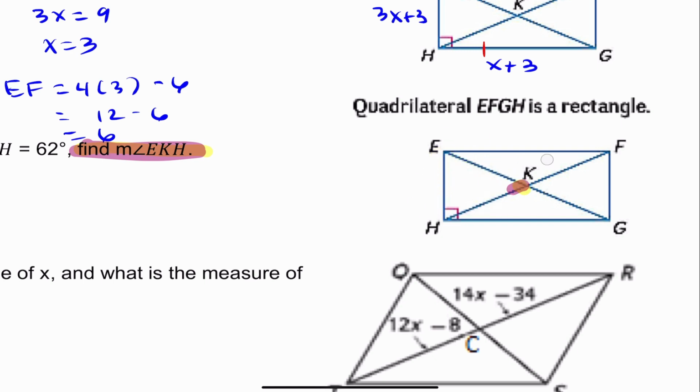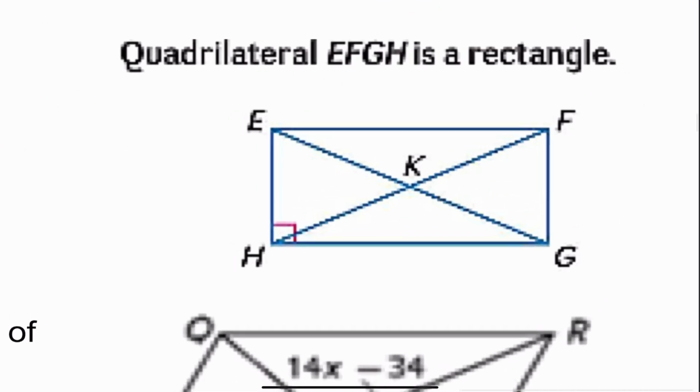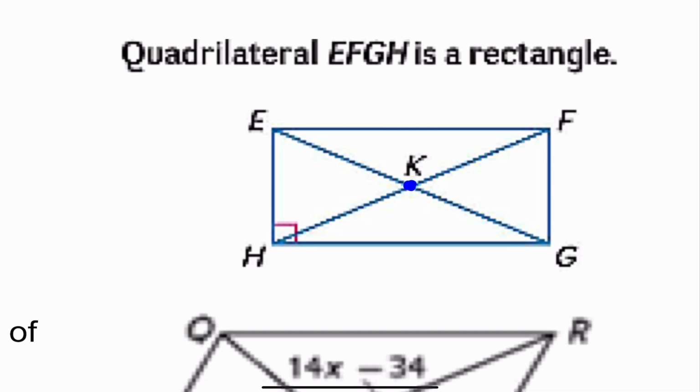I'm gonna erase this. Remember, with a parallelogram, opposite sides are congruent. Opposite angles are congruent. The consecutive angles are supplementary. If one angle is right, then everything else is right. And the diagonals bisect each other. That's the important one here. Diagonals bisect each other at a midpoint.